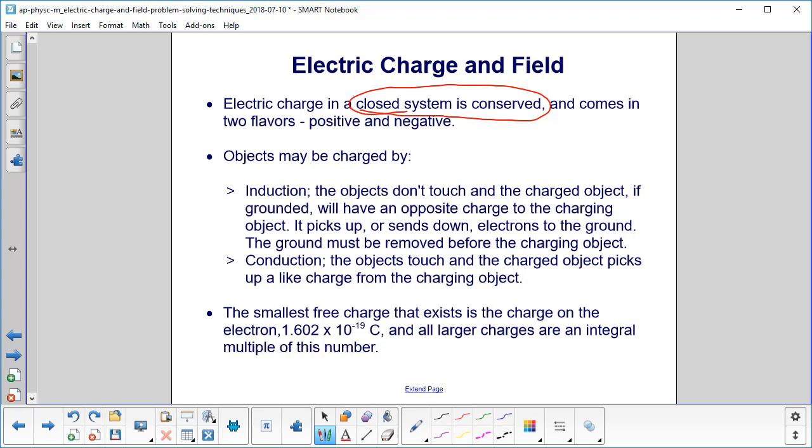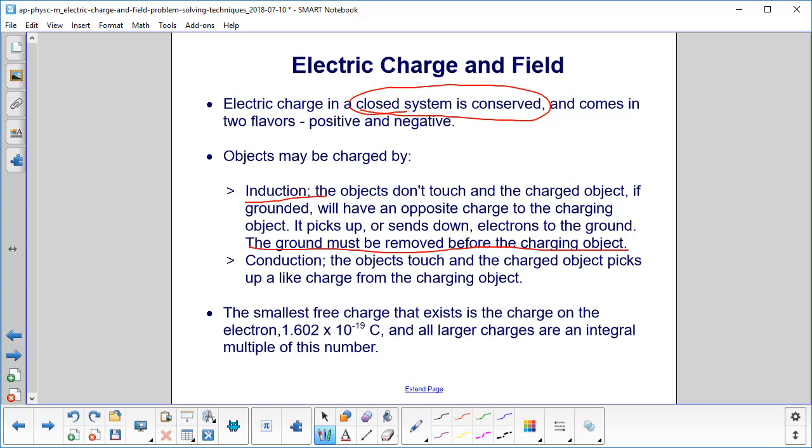You can charge objects by induction, where the objects do not touch, and the charged object, if grounded, will have an opposite charge to the charging object. It picks up or sends down electrons to the ground. And of course, on any of this summary, you can go back to the notebook presentation on this topic and find more details. The key part there is removing the ground before the charging object gets removed.